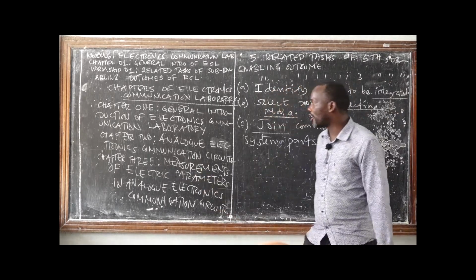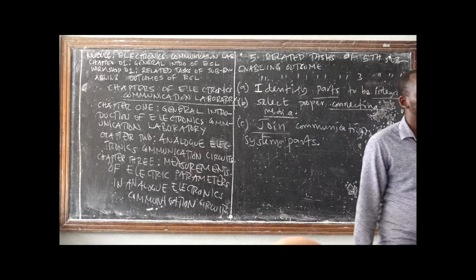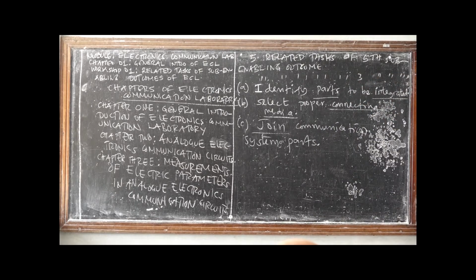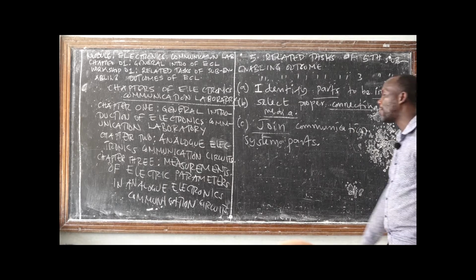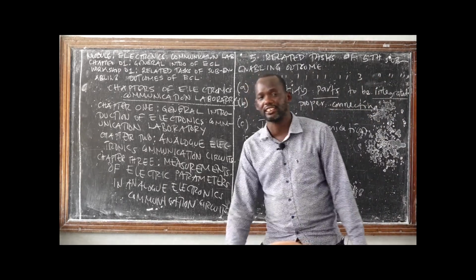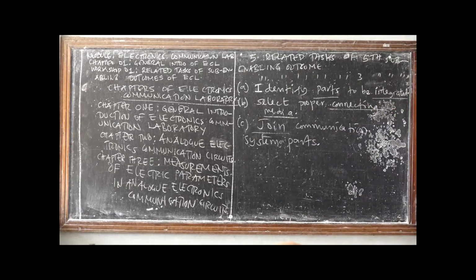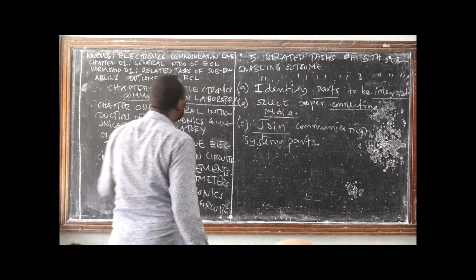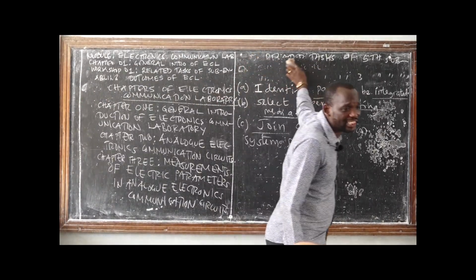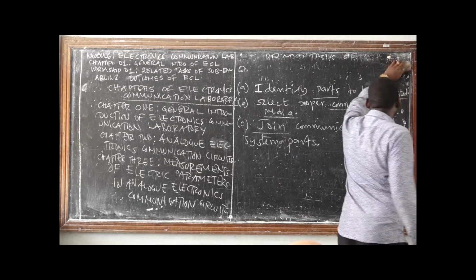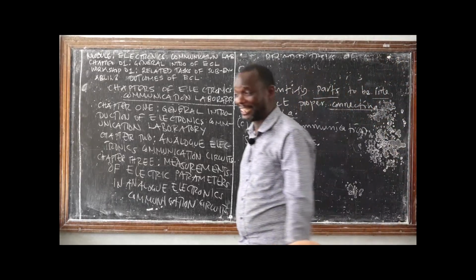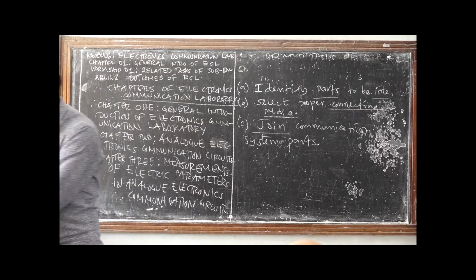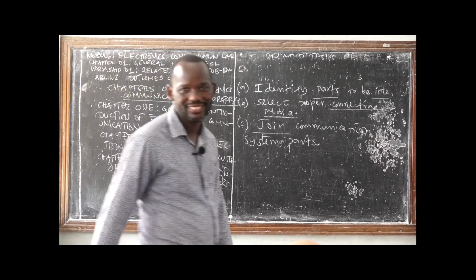Class, let us say analog electronics communication circuits. Then the next topic is called measurements of electrical parameters in analog electronics communication circuits. You can imagine, what if I just came and told you that these are the chapters of the electronics communication laboratory, then we get into detail. You know that I know what I am doing, because I know this stuff is not simple.